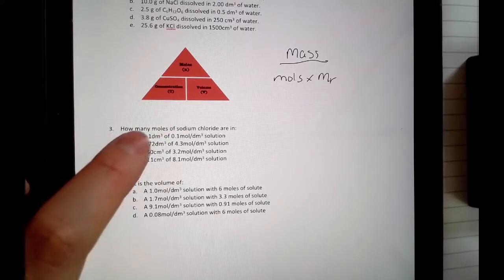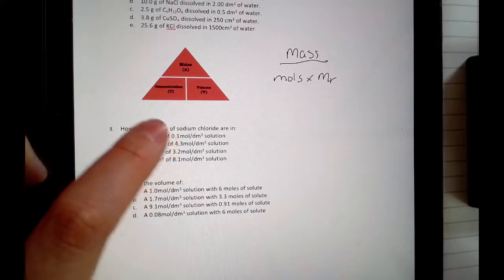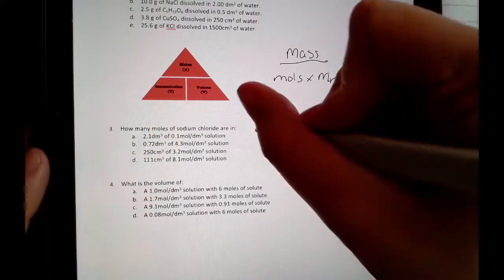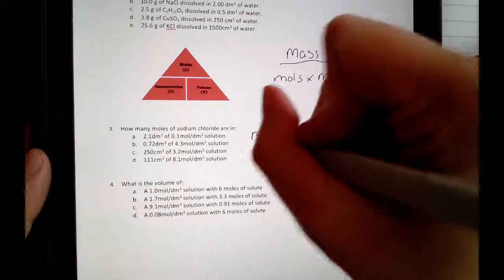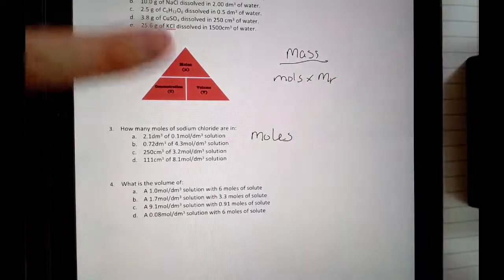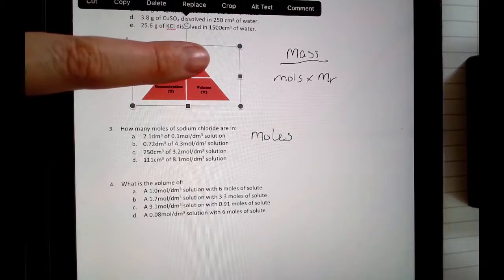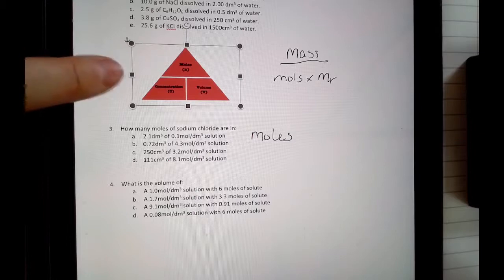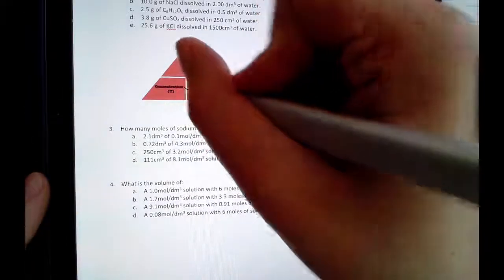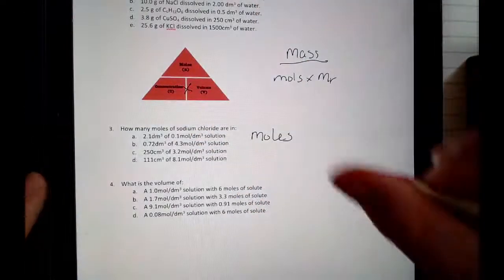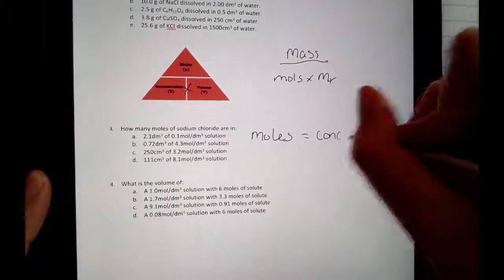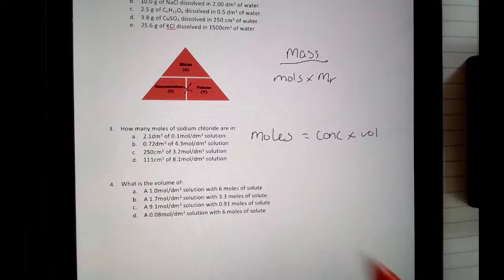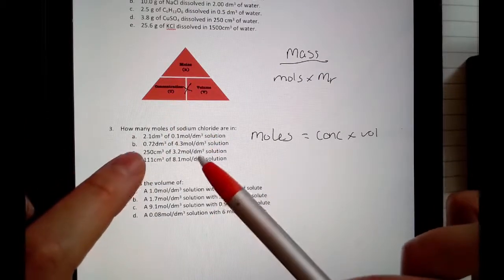So in question 3, I want to know how many moles, and I've given you volume and I've given you concentration. With a formula triangle, I cover what I'm looking for, and what I'm left with is the formula. So I'm left with concentration times volume, which means concentration multiplied by volume, and I'm going to be able to find moles.